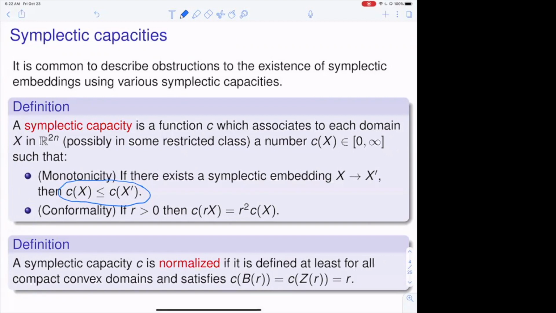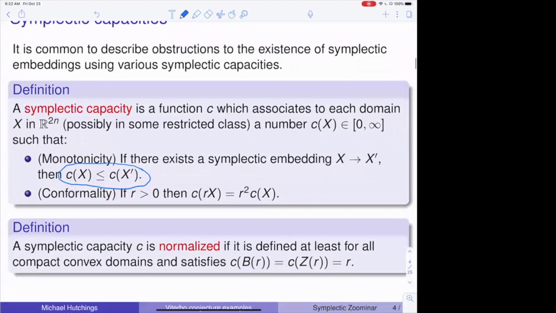And it also should scale like a two-dimensional area. So if you take a domain X and just scale it by R, then you scale the capacity by R squared. And we further say that a symplectic capacity C is normalized if it's at least defined for all compact convex domains, and it satisfies the property that the capacity of a ball of size R is equal to the capacity of a cylinder of size R is equal to R. So there are lots of symplectic capacities, some are normalized, some are not.